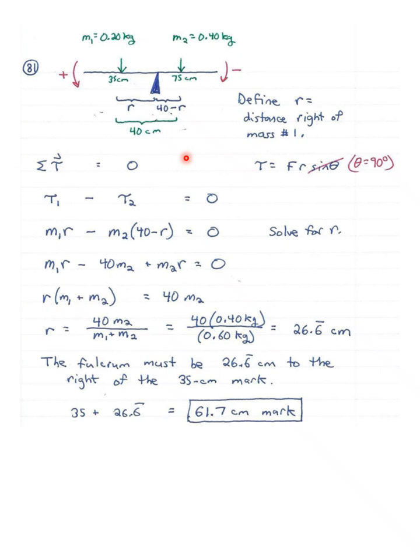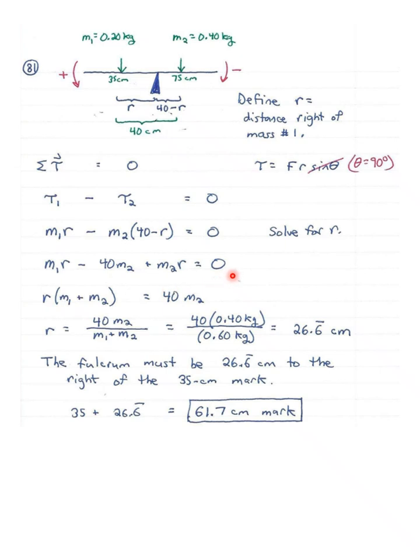Now, the torques are, we have M1 times R. I've left something off here. I forgot to write it because I factored it out without even writing it. It's actually M1G times R. And this one is M2G times 40 minus R. But without even thinking about it, I just factored out G. So we have M1R minus M2 times 40 minus R equals 0. And let's solve for R. So M1R minus, we're going to distribute the M2, that's going to be 40 M2 plus M2R equals 0.